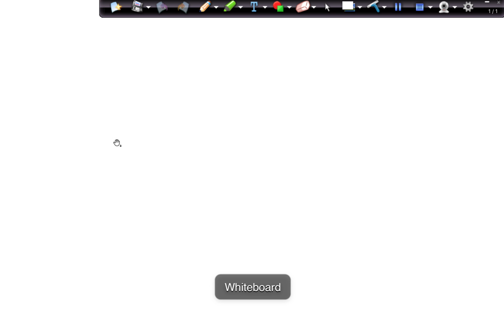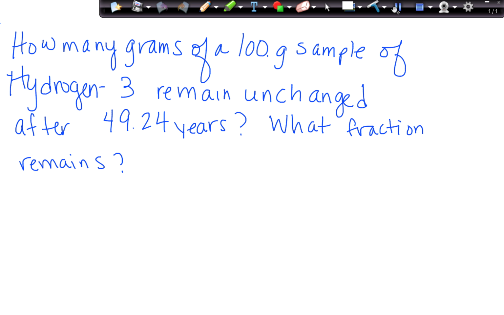Before we end here, I realized there was no question about half-life in here, so I'm just going to give you a half-life question. So if you could please make sure you turn to Table N. Okay, so for example, if we had a question like how many grams of a 100-gram sample of hydrogen-3 remain unchanged after 49.24 years, and they also maybe could ask what fraction of this remains unchanged, we would look on Table N.